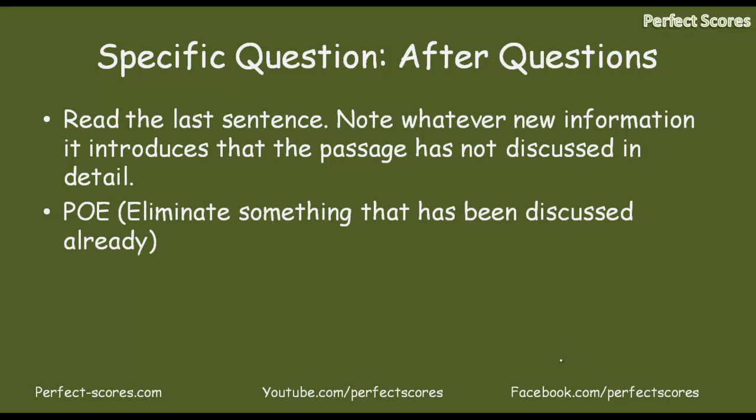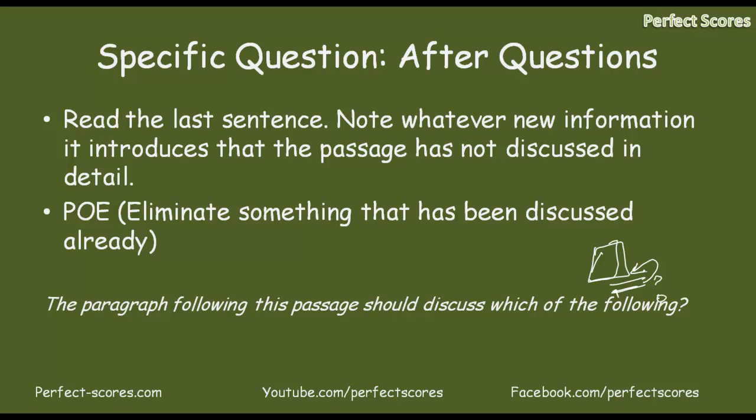Use POE, that means eliminate the options that have some information that has already been discussed. So remember, the question is that suppose this is the last paragraph of the passage. What should be discussed after this last paragraph? So obviously something new that has not been discussed before, and it also needs to link with the last part of the last paragraph. For example, the paragraph following this passage should discuss which of the following. So that is an example.